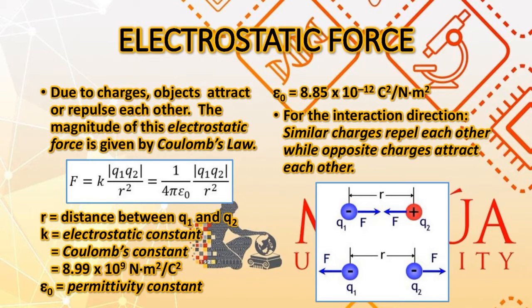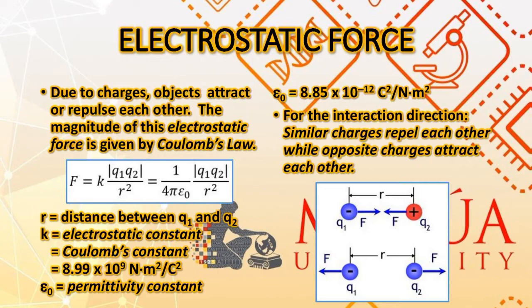k has been shown to be equal to 1 over 4 pi epsilon naught, where epsilon naught is the permittivity constant, 8.85 times 10 to the negative 12 coulomb squared per newton meter squared. So that's for the magnitude of the electrostatic force. Force being a vector quantity, it also has direction.